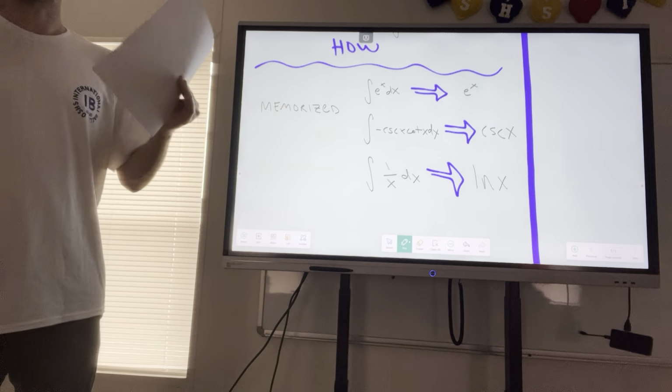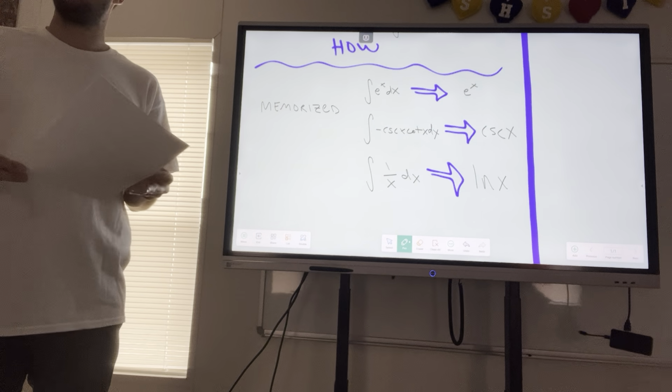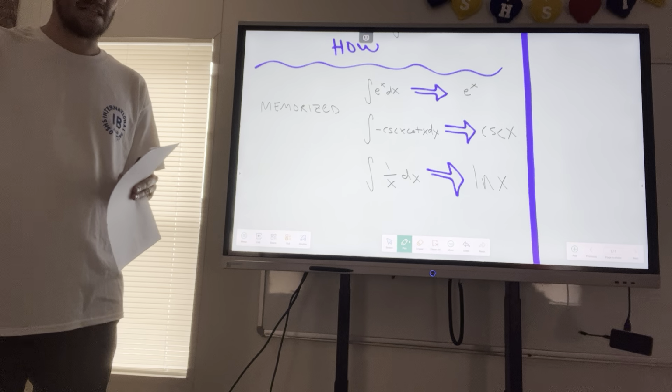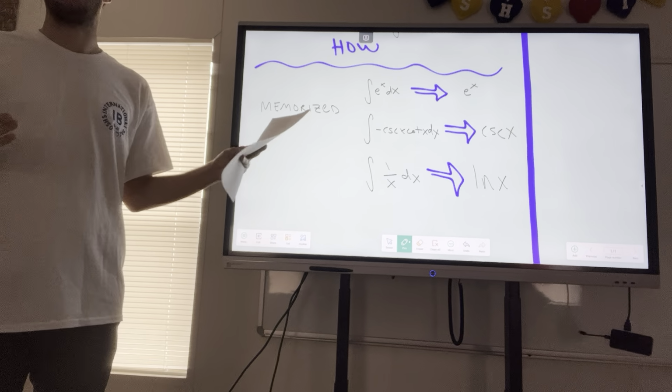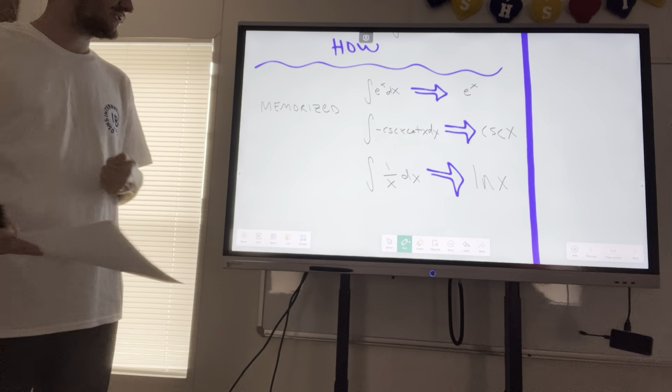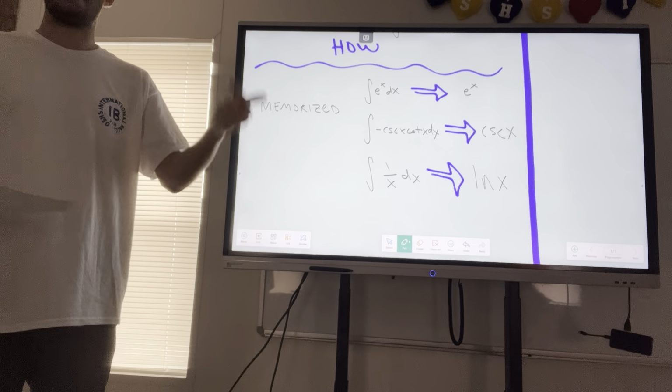So the easiest way to do these questions, because you can be finished in 2 seconds with no extra work, is to have these memorized, particularly your trig functions, particularly your e to the x's and l to the x's.